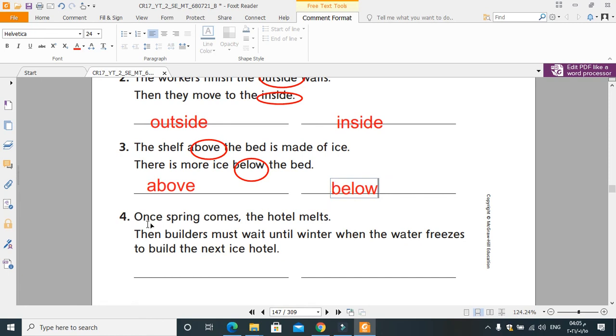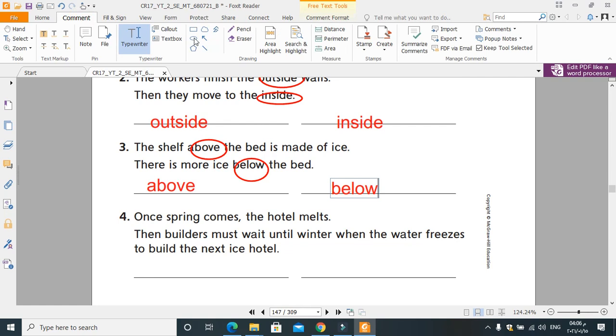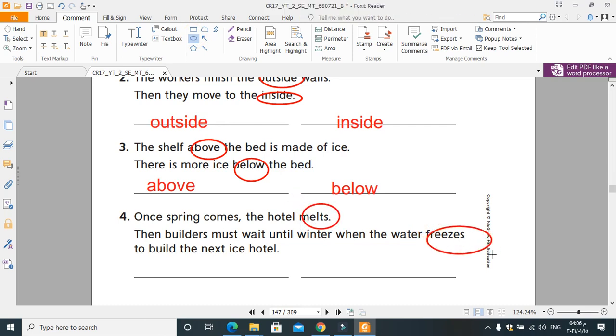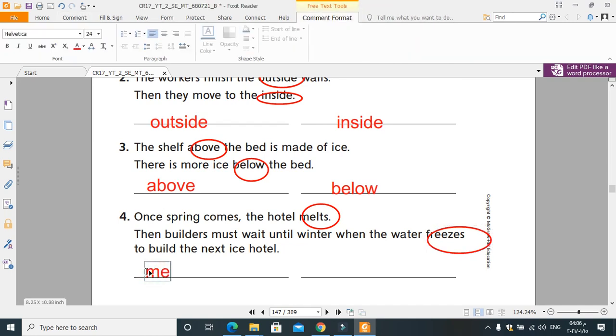Number 4. Once spring comes, the hotel melts. Then builders must wait until winter when the water freezes to build the next ice hotel. Okay, freeze and melt. Write the two words down on the lines. Melts and freezes.